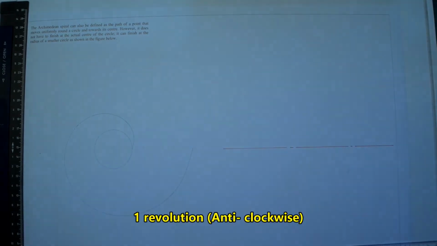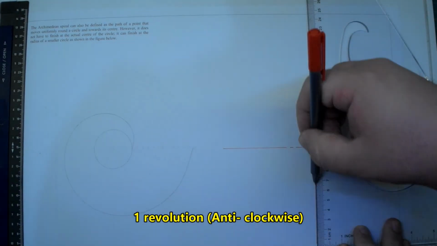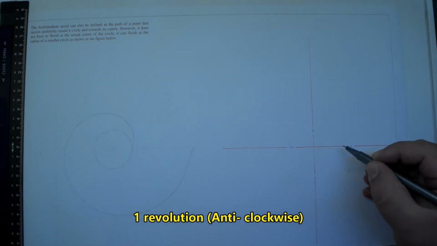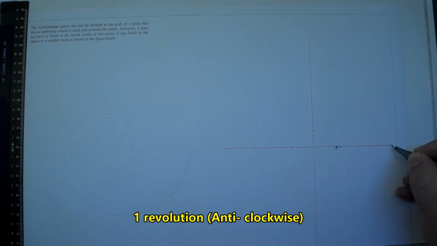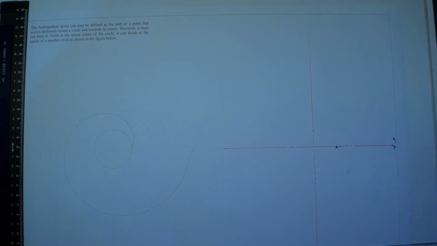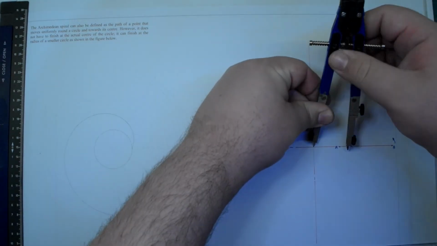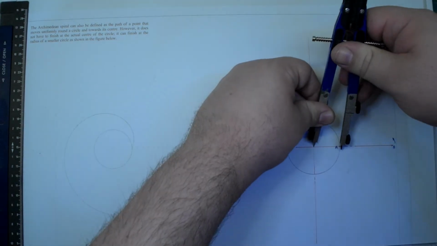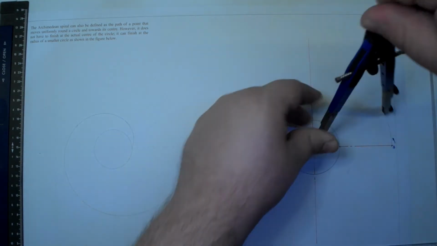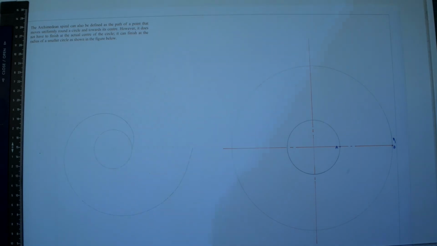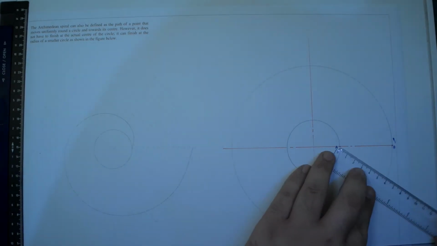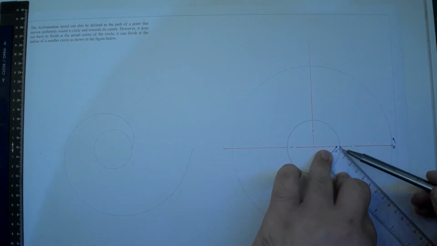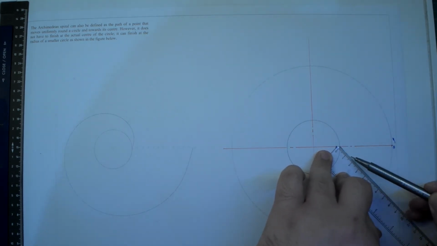We are given a minimum radius and a maximum radius, which is the starting point and the end point of our Archimedean spiral. An Archimedean spiral does not necessarily begin or end at the very center of our center line. A is our minimum and B is our maximum radius. For one revolution, divide line AB.